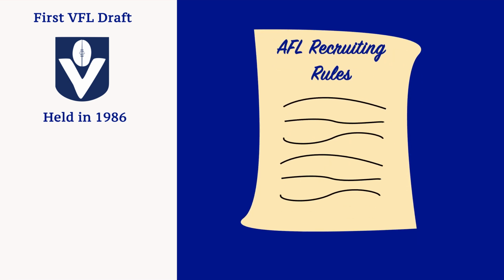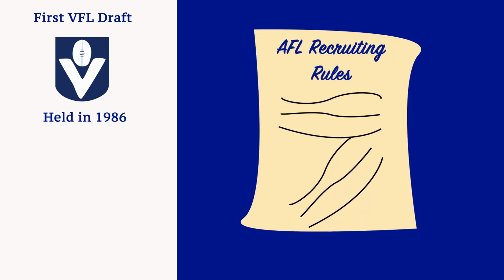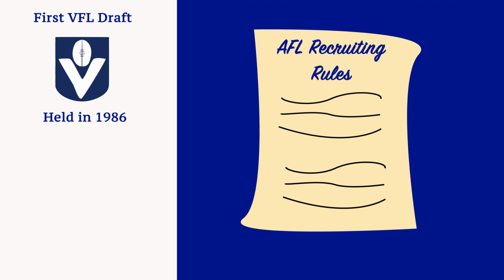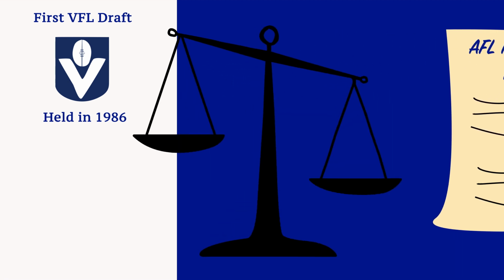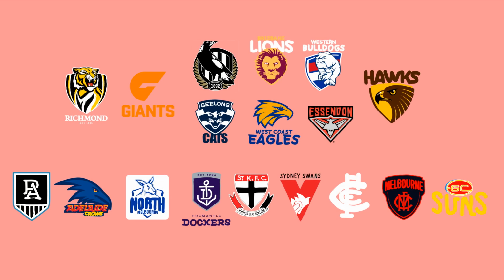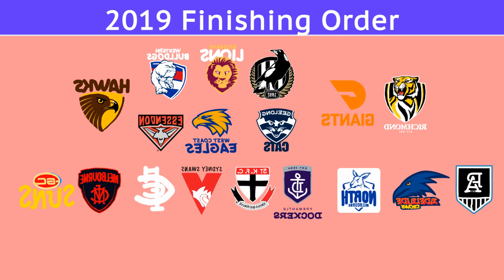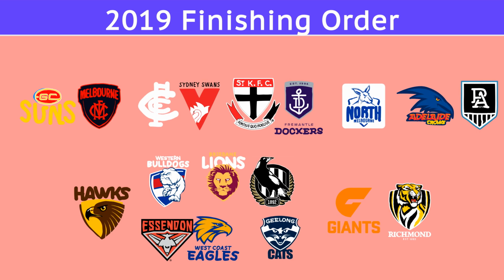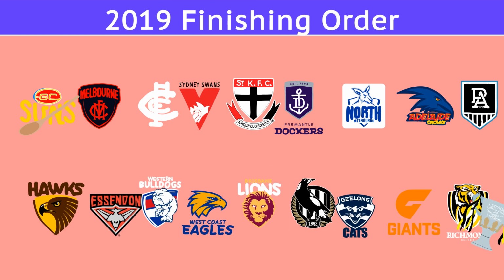The first VFL preseason draft was held in 1986, and while the rules around AFL recruitment have changed constantly since then, the basic principle of the draft remains the same: to keep the competition even. As such, the draft order is decided by reversing the finishing order of the season just gone. The Wooden Spooners pick first, and the Premiers last. Teams eliminated in the same week of finals are separated by their ladder position.